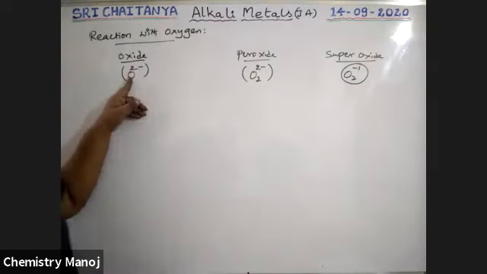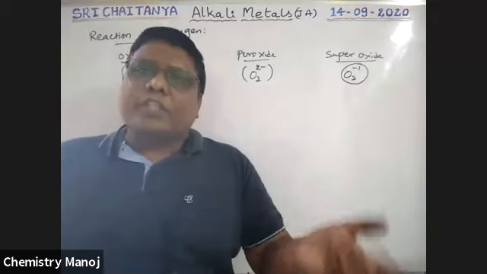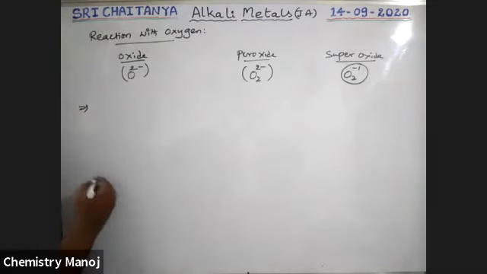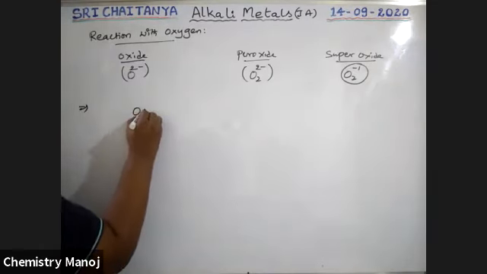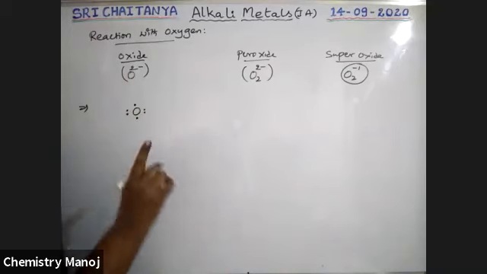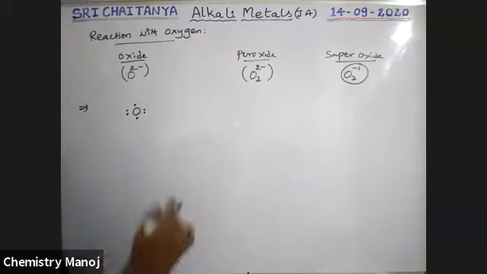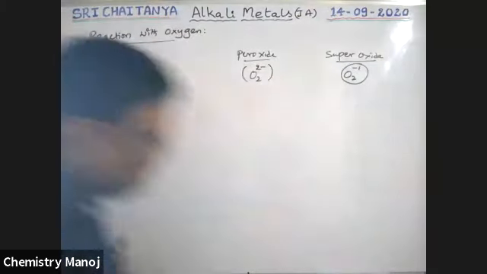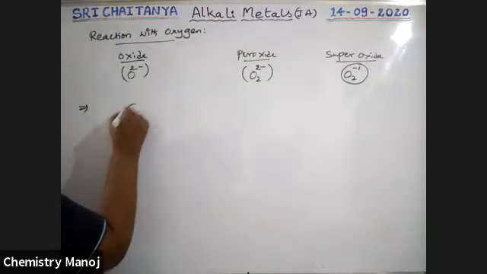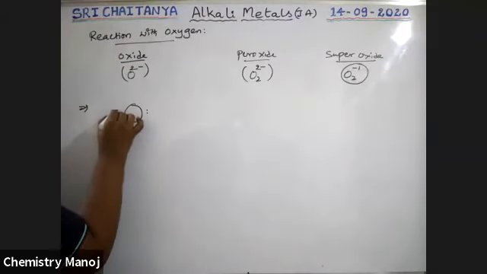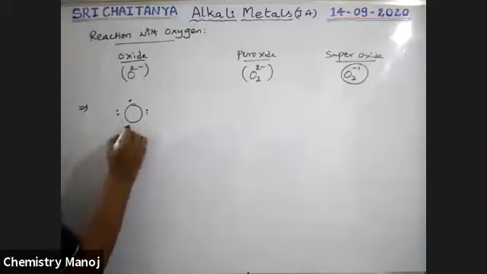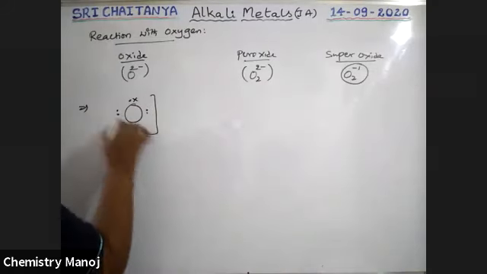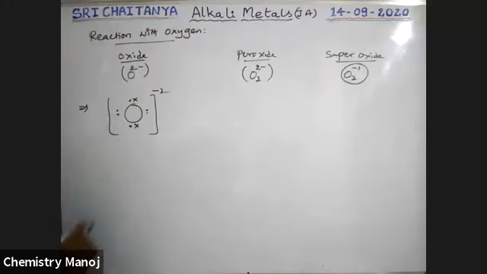In oxide, oxygen has 6 outermost electrons; minus 2 means it gains 2 electrons, giving a total of 8 electrons. Now I'm trying to draw the Lewis structure. Oxygen has 2 pairs of electrons and 2 unpaired electrons, but minus 2 means it gains 2 electrons. These are the gained electrons. Finally, it reaches minus 2. This is oxide, boys.